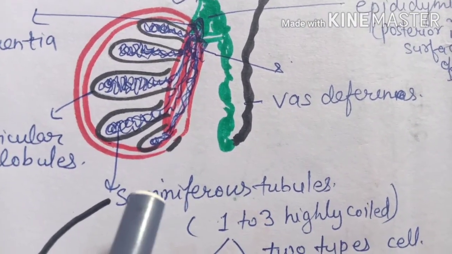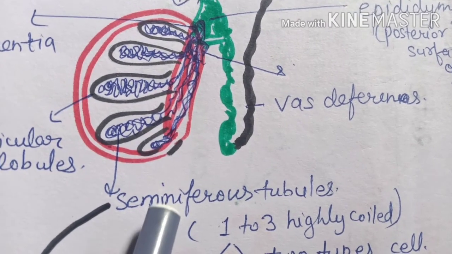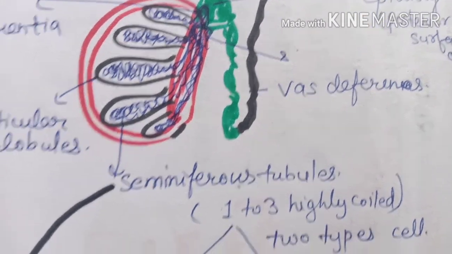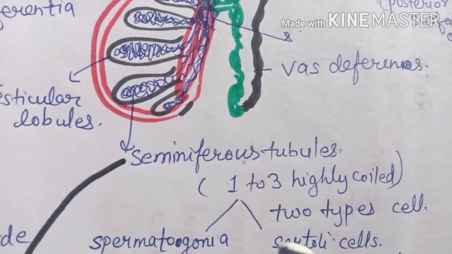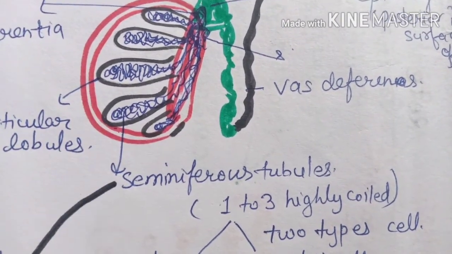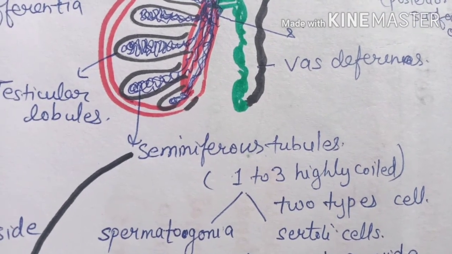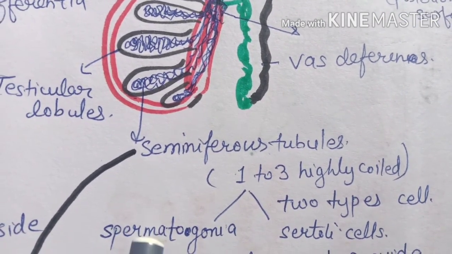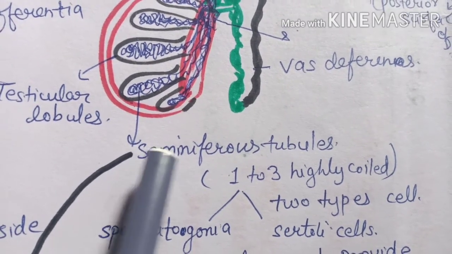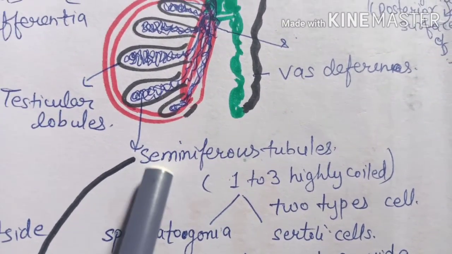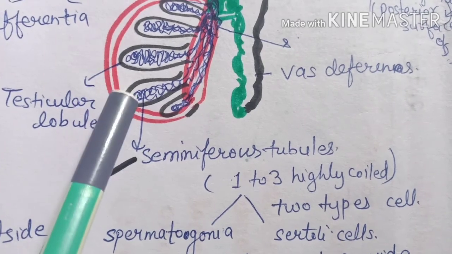Now you see, two types of cells are present in the seminiferous tubules. First is spermatogonia and second is the Sertoli cell. Today we discuss spermatogenesis. So come to this point: spermatogonia are present in the seminiferous tubules. These positions are shown in the testis here.